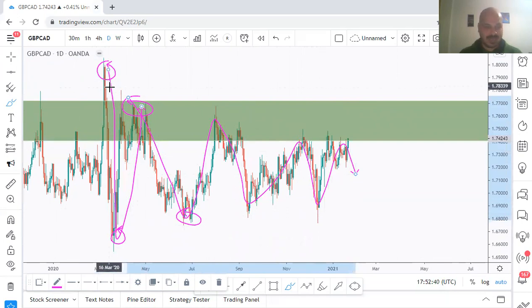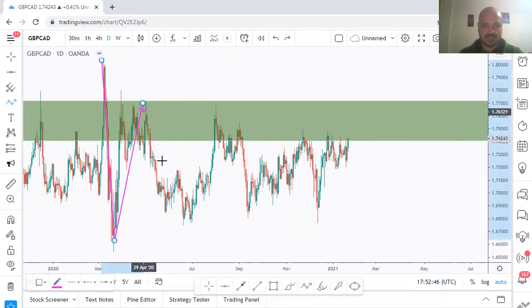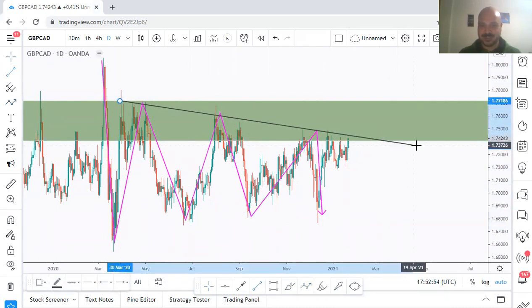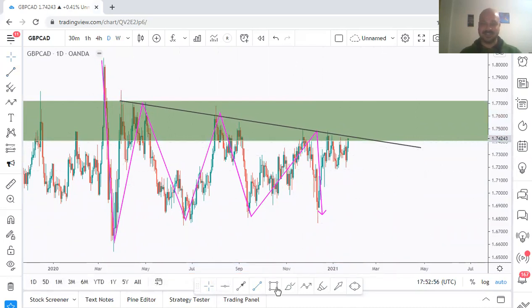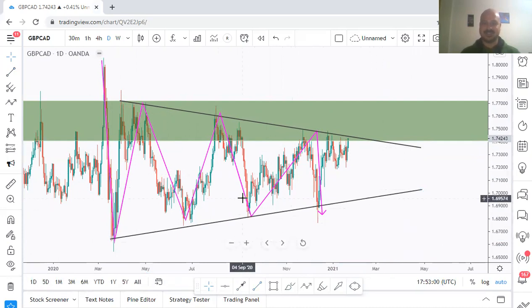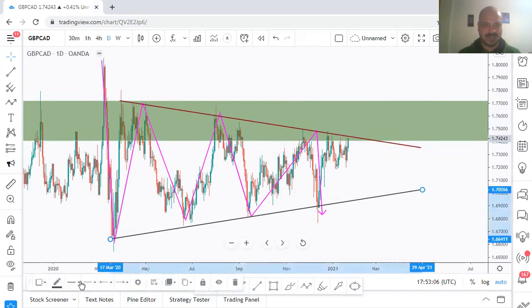So when I drew this projection, here we go. Let me draw it like this. So 1, 2, 3, 4, 5. Here we go, right? So you can already draw a trend line here and draw a trend line here, right? So here we go. We have a symmetrical triangle. Let's make it in brown. Here we go, and this one as well.